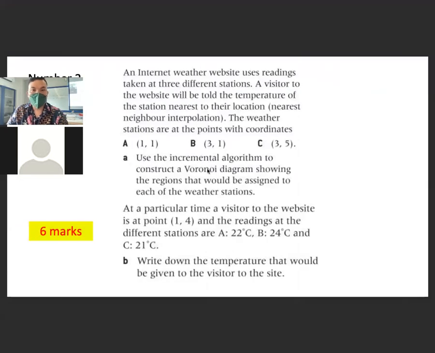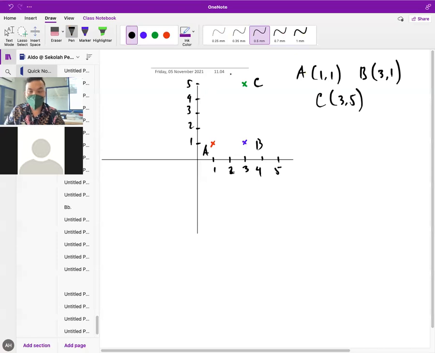Okay. Now, the idea of question A is basically asking us to know the equation of the perpendicular bisector so that in the end we will be able to draw the region. For example, we need to know what's actually the gradient of A. So there are relationships here. First one is AB, AC, and then BA, BC, and CA, and CB.